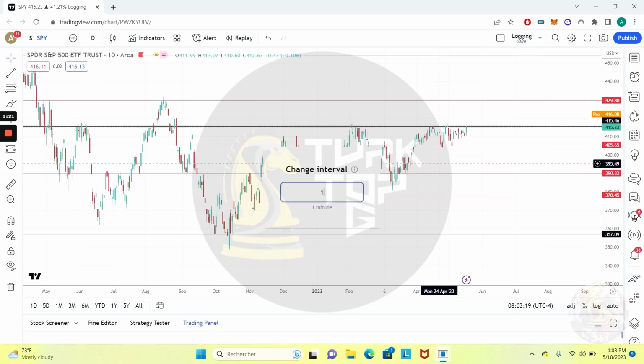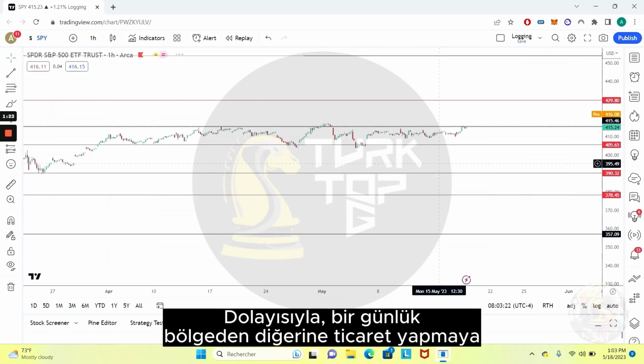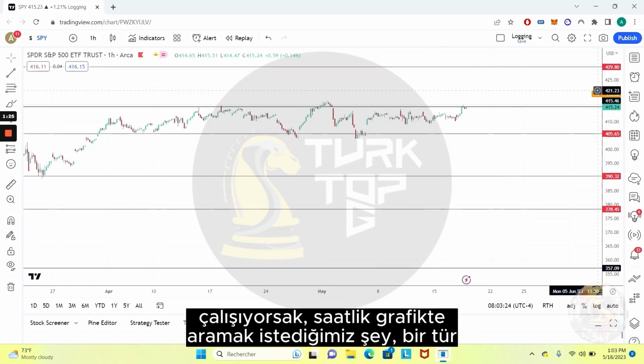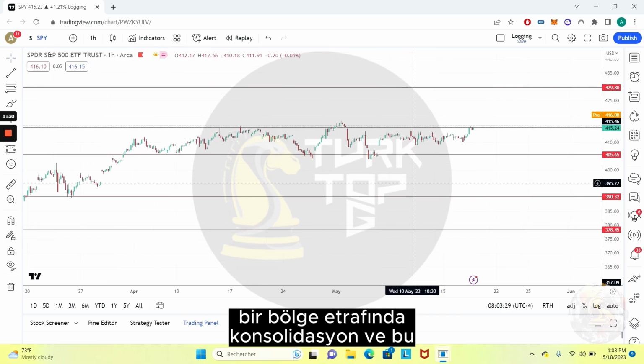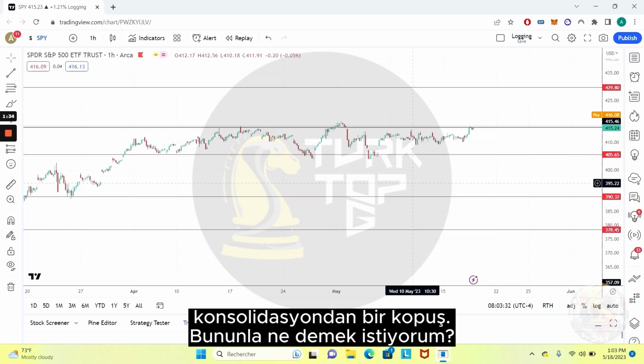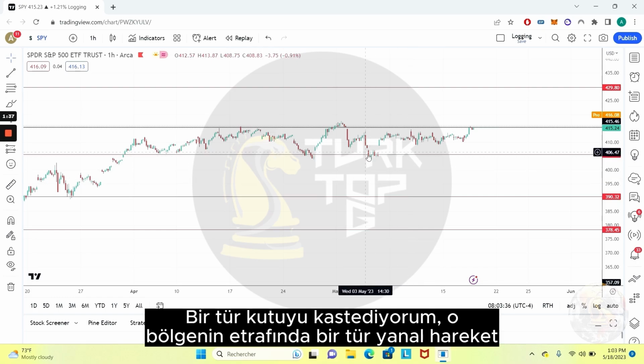All right. So if we're trying to trade from one daily zone to the next, what we want to look for on the hourly chart is some form of consolidation around the zone and a breakout of that consolidation. What do I mean by that? I mean some form of box, some form of sideways movement around that zone.